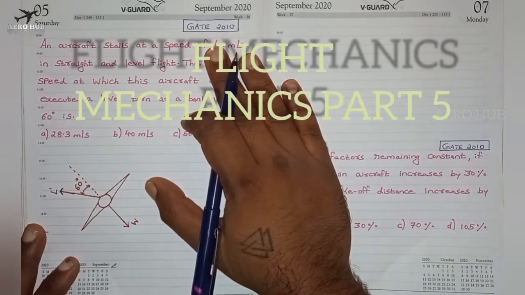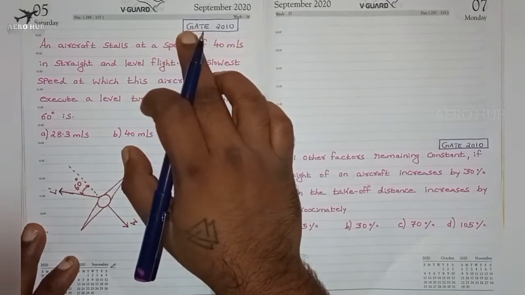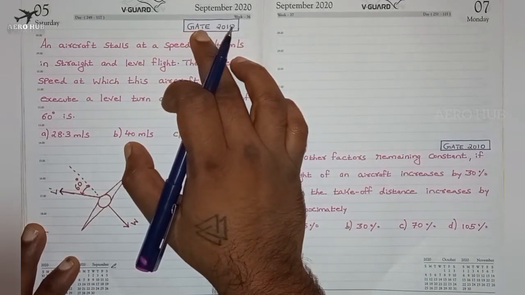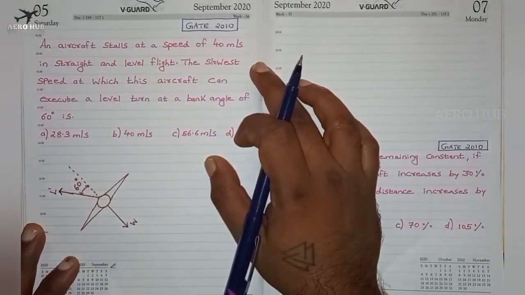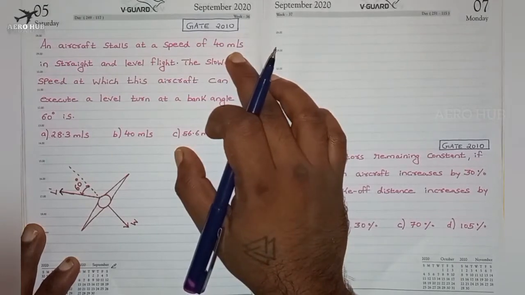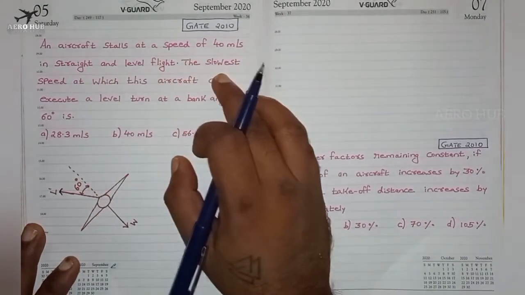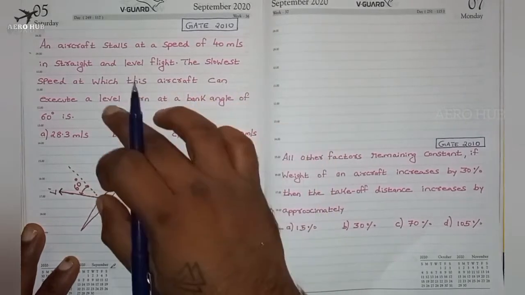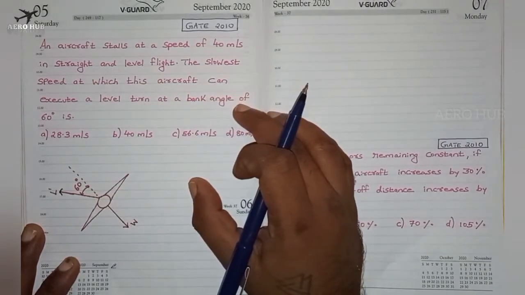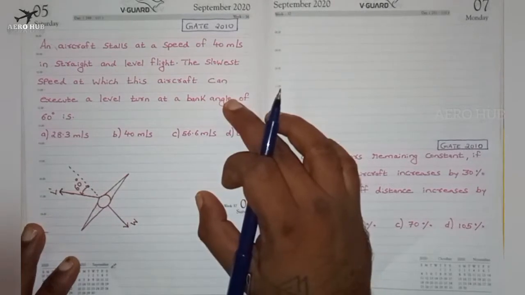In this lecture, we will discuss previous year GATE questions of flight mechanics, and both these questions were asked in GATE 2010. First question: an aircraft stalls at a speed of 40 meter per second in straight and level flight. What is the slowest speed at which this aircraft can execute a level turn at a bank angle of 60 degree?